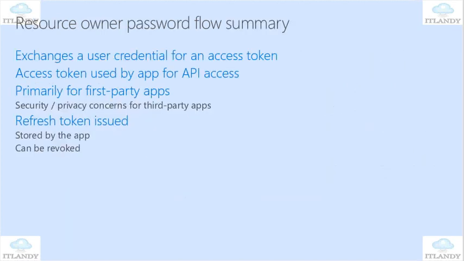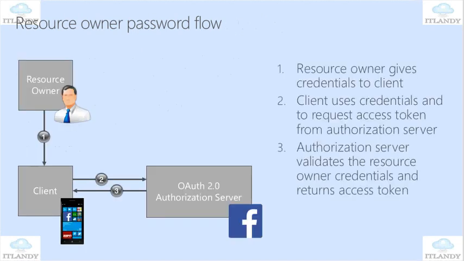Resource owner password flow summary: exchange user credentials for an access token. The access token is used by the app for the API, primarily for first-party applications, with security concerns, and a refresh token for the application. The resource owner gives credentials, the client uses the credentials to authenticate, and the authorization server validates the owner and returns the token.